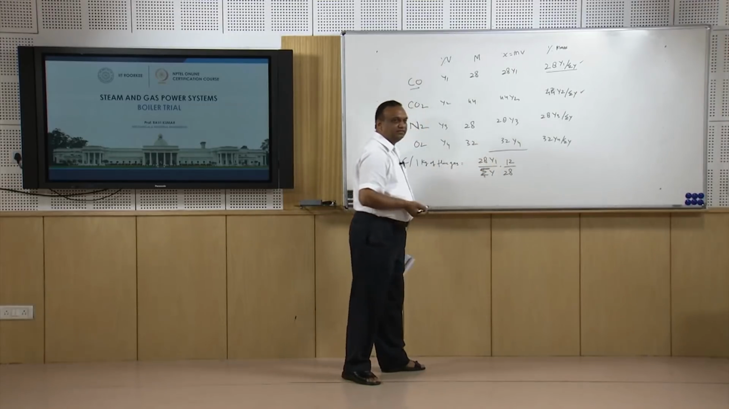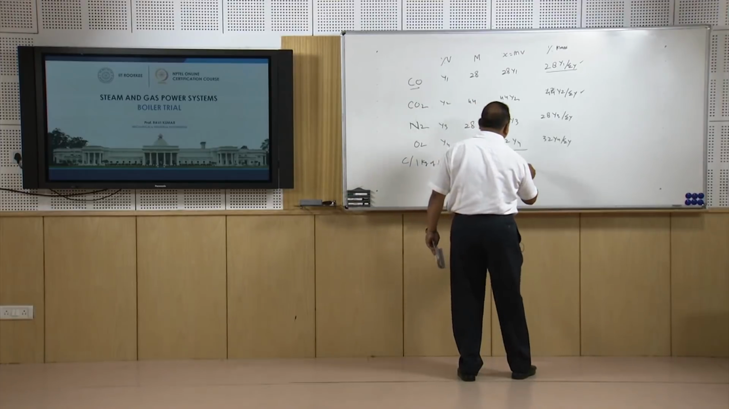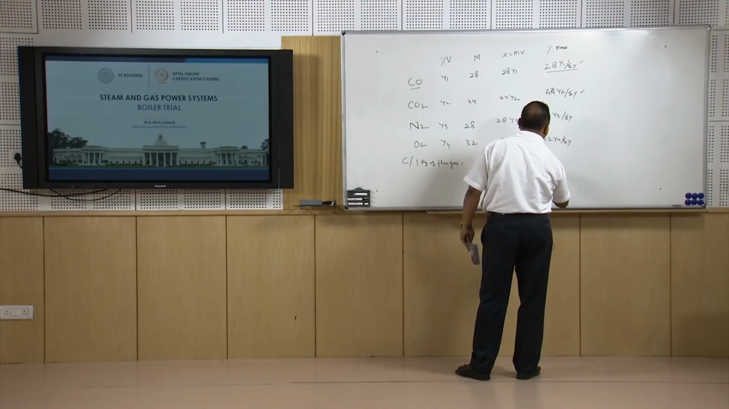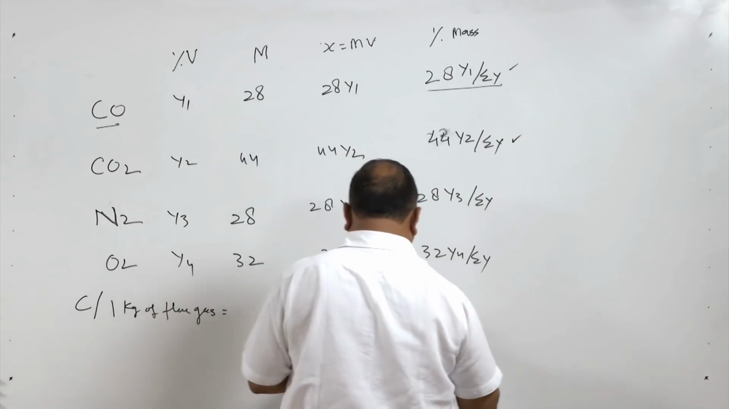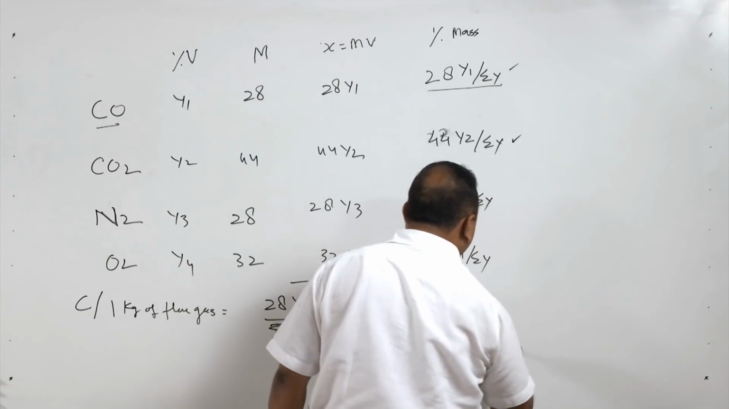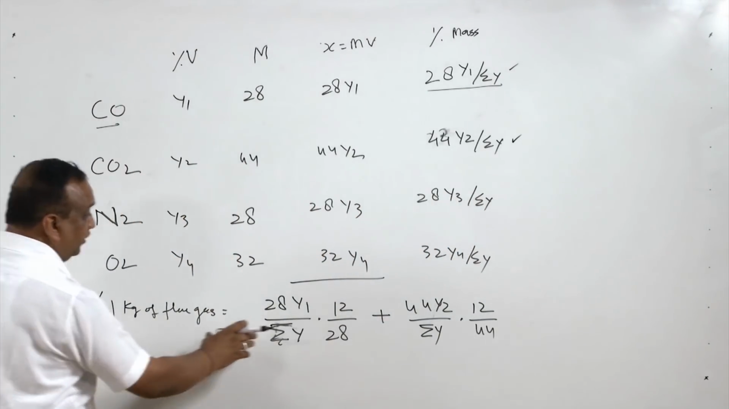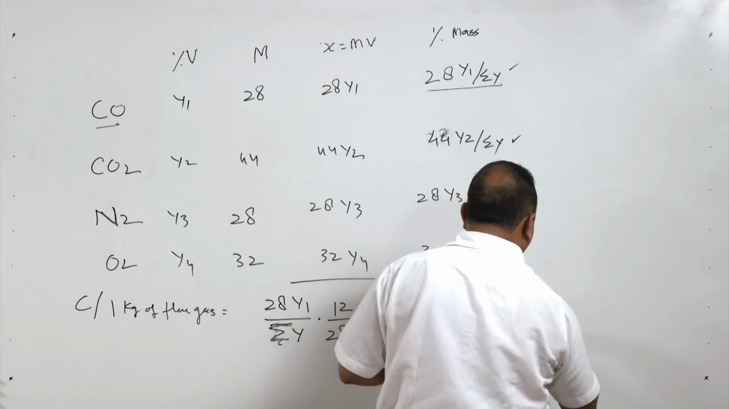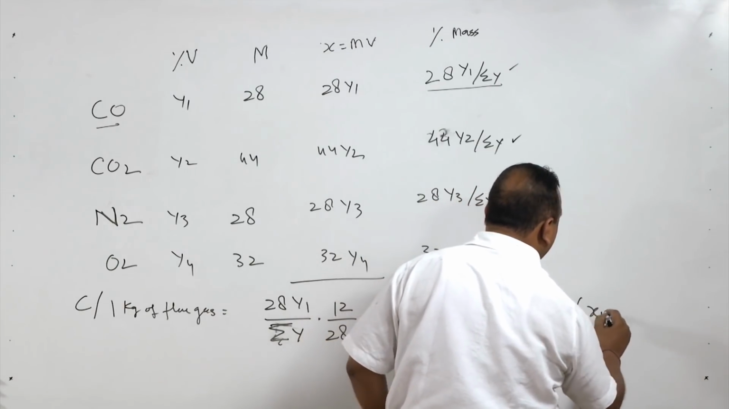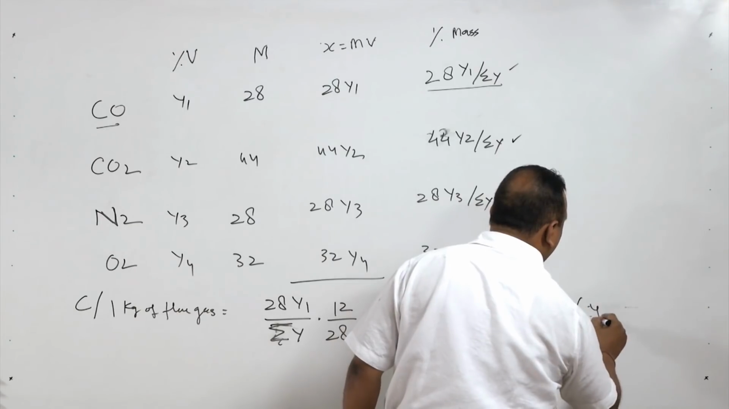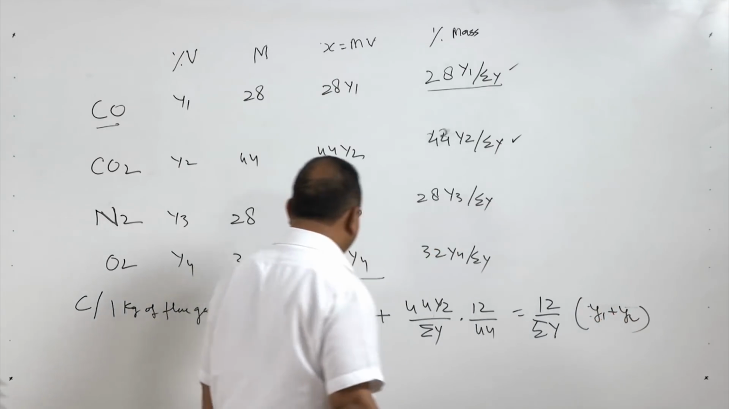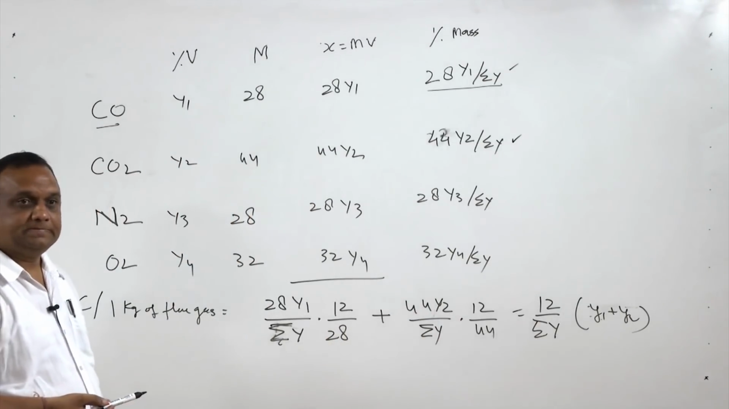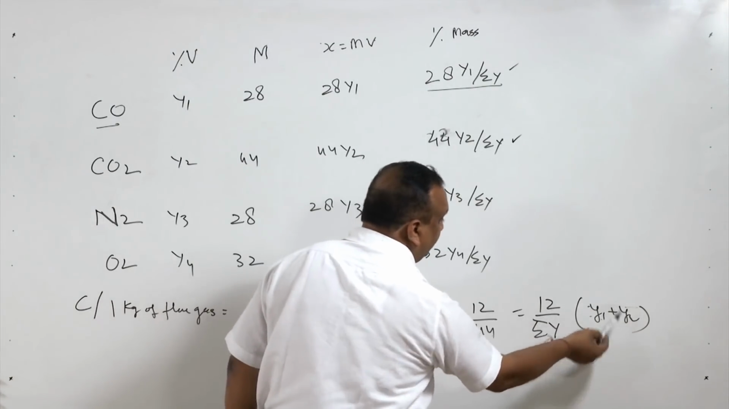Naturally 28 will be cancelled out. Similarly, for carbon dioxide it is going to be 44 Y2 by sigma Y multiplied by 12 by 44. This is the amount of carbon available in 1 kg of flue gases, right? And we add these two, then we will get 12 by sigma Y times (Y1 plus Y2), because 28 and 28 will be cancelled out, 44 and 44 will be cancelled out. So we will be getting 12 by sigma Y, Y1 plus Y2.